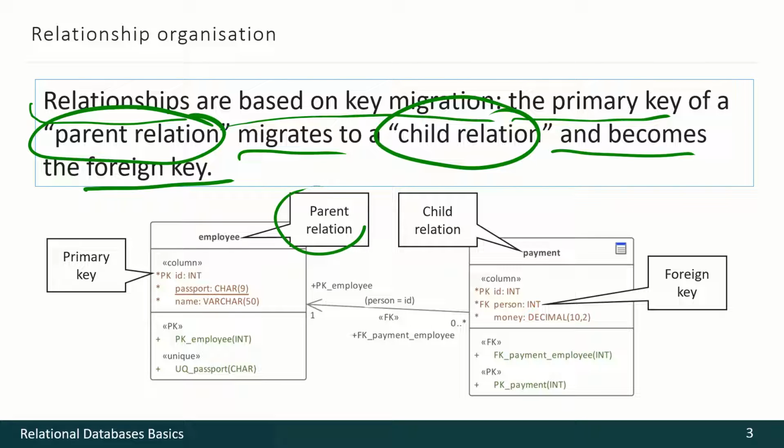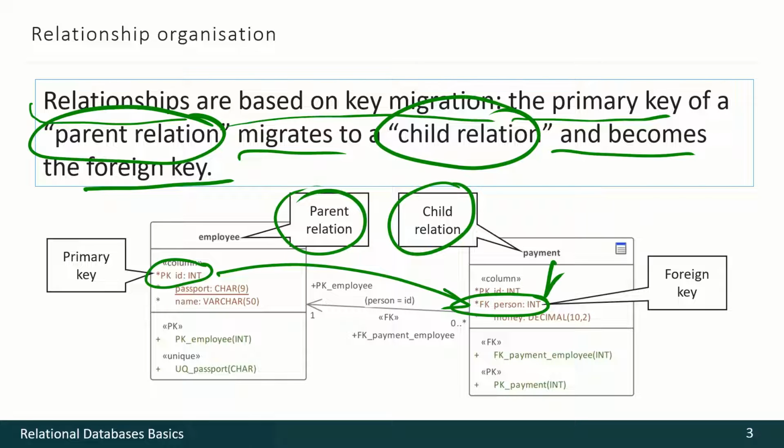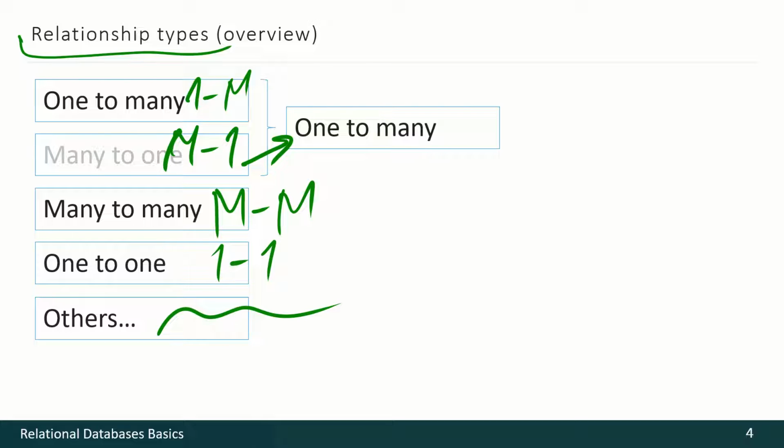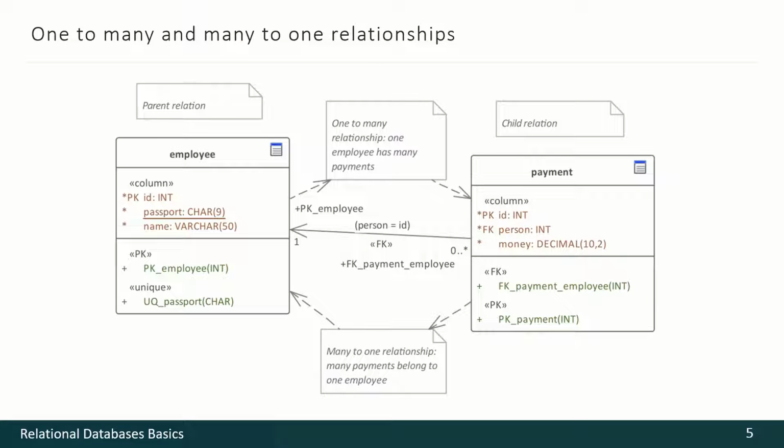So here's our parent relation, child relation. We can see the primary key of the parent relation that migrates into the child relation and becomes the foreign key here. There are a lot of relationship types. The main are one-to-many or many-to-one. We shall see that these relationships are the same. Many-to-many, one-to-one, and other types that we shall review in detail in a couple of minutes. Let's start with the explanation of why one-to-many and many-to-one relationships are really the same.